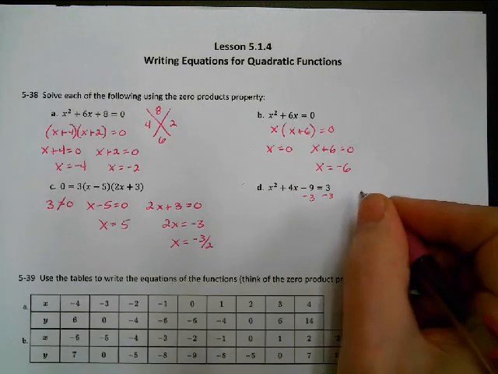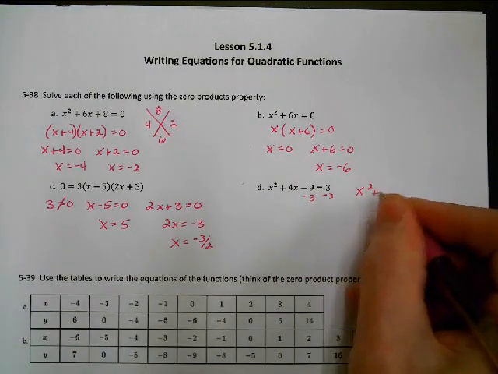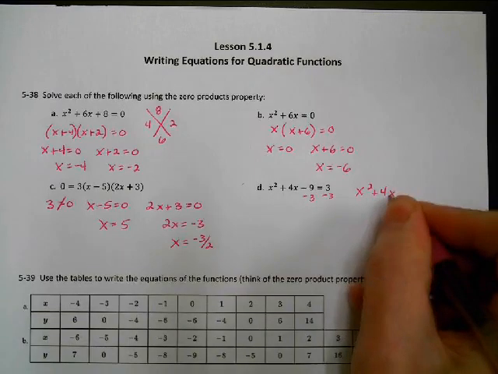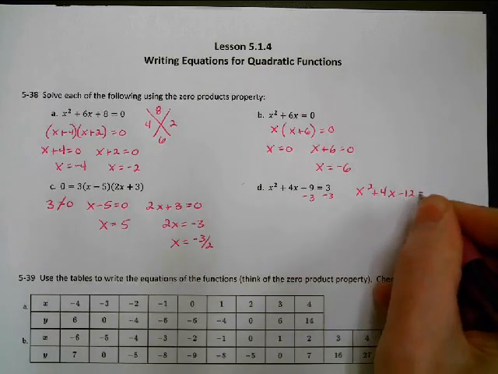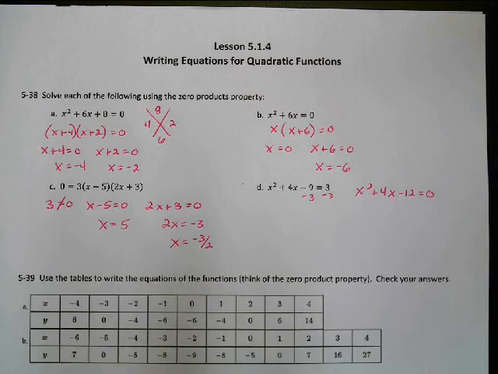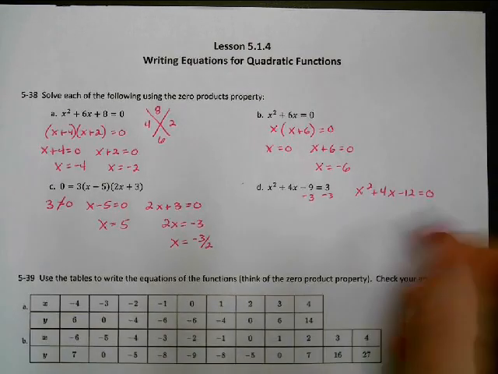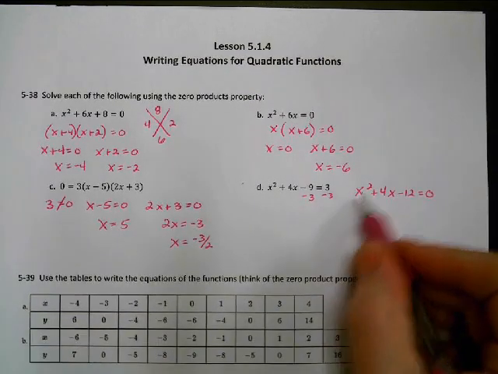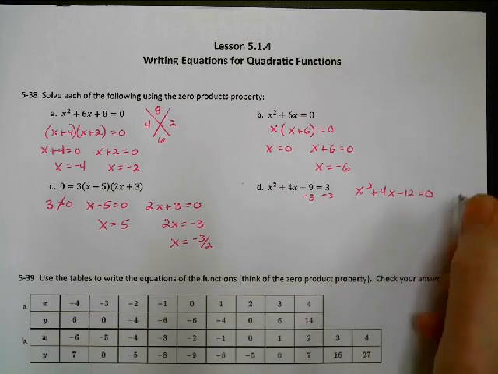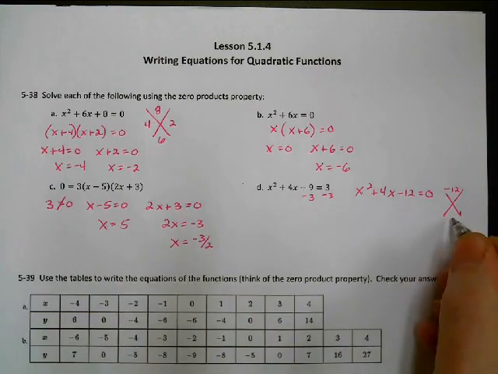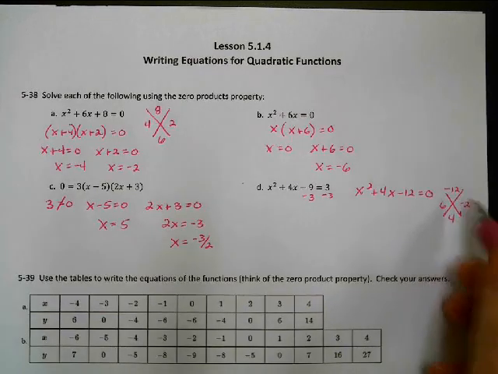So when I do that, I get x squared plus 4x minus 12 equals 0. Now I'm going to factor it. For this one, the factoring would probably be the diamond method because we don't have a leading coefficient. So what multiplies to give me negative 12, but adds to give me positive 4? That would be 6 and negative 2. So 6 times negative 2 is negative 12, and 6 minus 2 is 4.